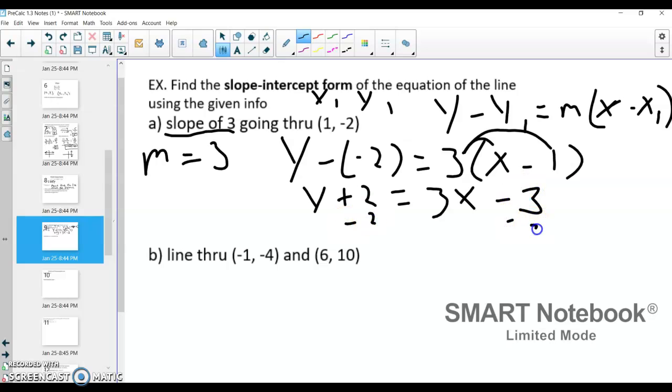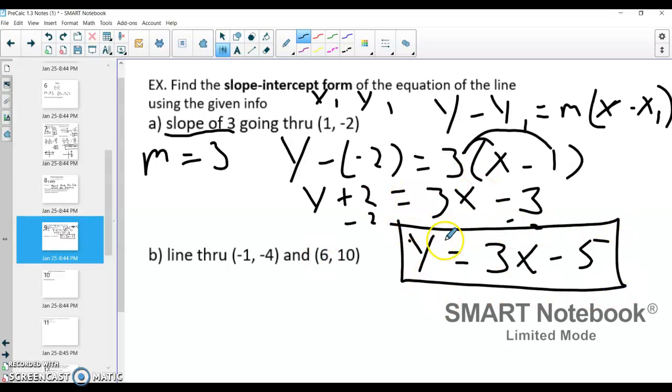minus 2 on both sides. You end up getting your slope-intercept form, where y is by itself, and you'll have y equals, that looks like an x, sorry. You'll have y equals 3x minus 5. And there's your equation of a line with slope 3 that goes through the given point. And it is the slope-intercept form, y equals mx plus or minus b.